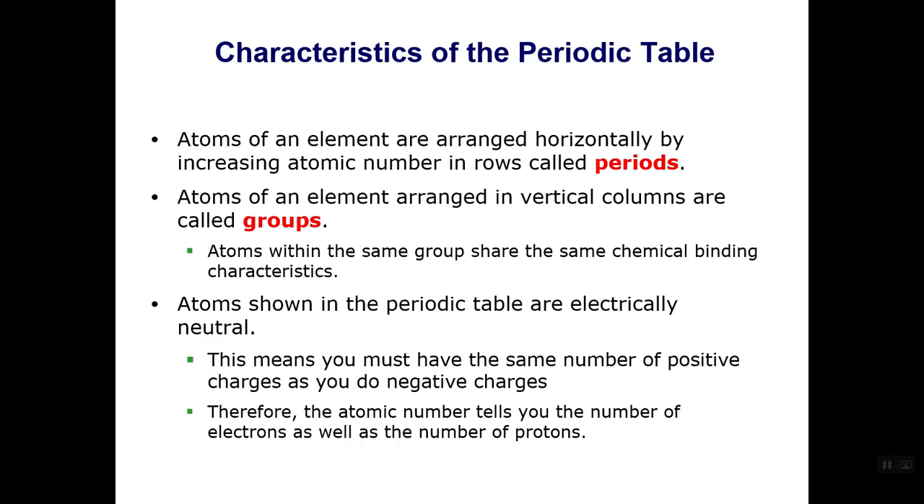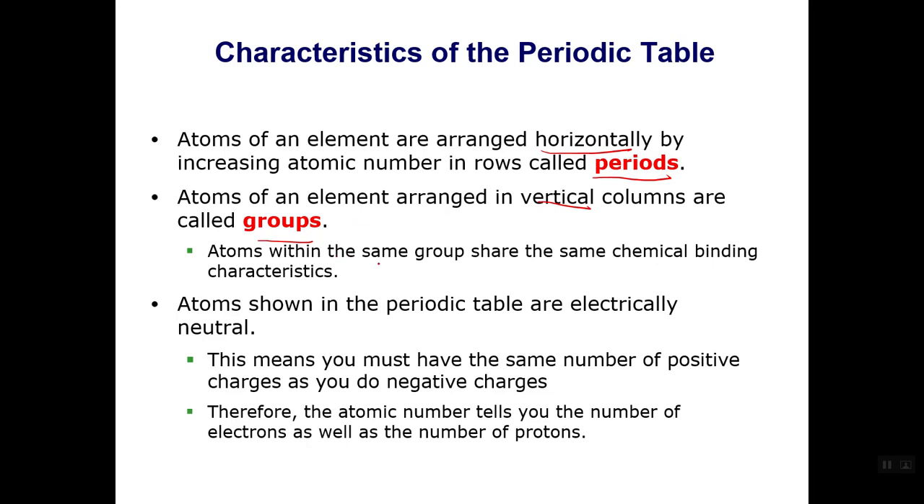Some additional characteristics that we should know about in the periodic table of elements is that atoms of an element are arranged horizontally and vertically. The horizontal arrangements are called periods, and the vertical columns are called groups. So you need to know that. Horizontal rows are called periods, vertical columns are called groups.